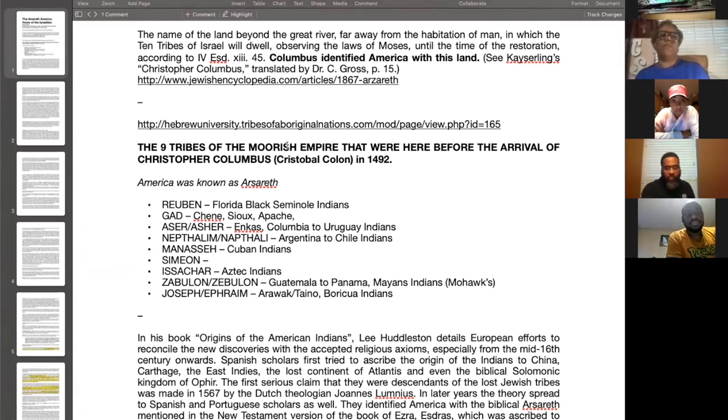So the nine tribes of the Moorish Empire that were here before the arrival of Christopher Columbus, written by Cristobal Colon in 1492. America was known as Arseth. Reuben were the Florida Black Seminole Indians, Gad, the Chin or Sioux Apache, Asser or Asher, the Incas, Colombia to Uruguay Indians, Naphtali, Argentina to Chile Indians, Manasseh, Cuban Indians, Simeon, we don't know, Issachar, Aztec Indians, Zebulun, Guatemala to Panama, Mayan Indians, the Mohawks, and Joseph, Ephraim, Arawak, Tayano, Barakua Indians.